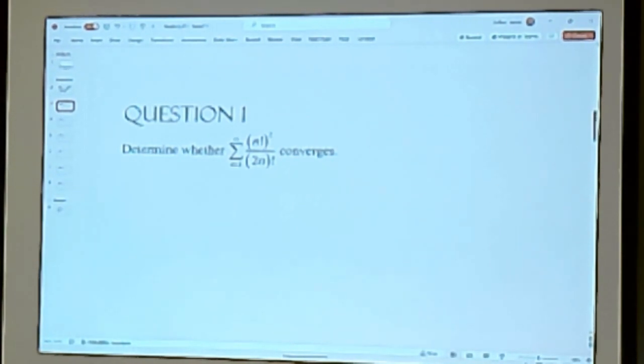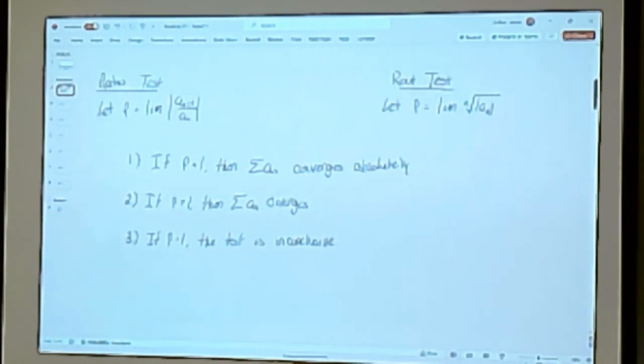So notice the test doesn't give us a required starting point. Right? Can start anywhere. It also doesn't state whether the series has to be alternating or positive. It works on both.